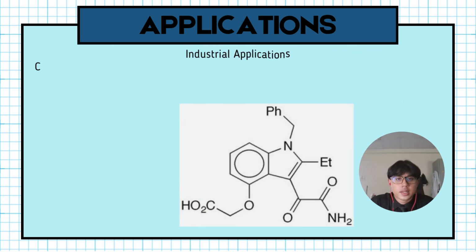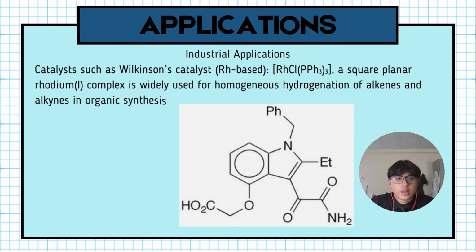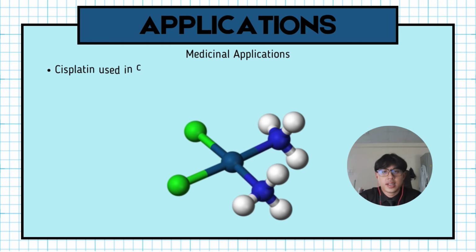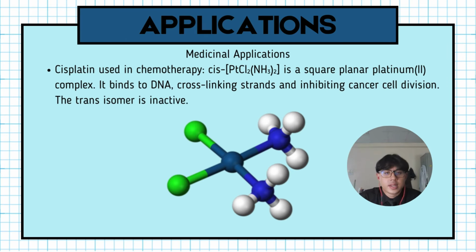The next application is industrial applications. Catalysts such as Wilkinson's catalyst, a Rh-based catalyst, for example RhCl(PPh3)3, a square planar rhodium(I) complex, is widely used for homogeneous hydrogenation of alkenes and alkynes in organic synthesis. Now for the medicinal applications, we have cisplatin, used in chemotherapy. Cis-PtCl2(NH3)2 is a square planar platinum complex. It binds to DNA, cross-linking strands and inhibiting cancer cell division. The trans isomer is inactive.